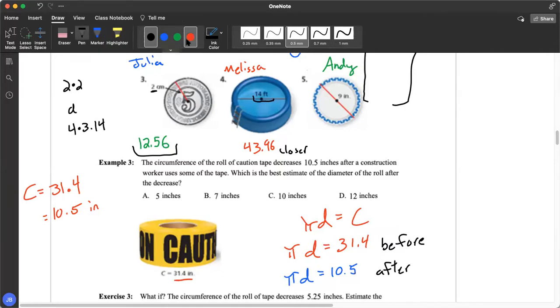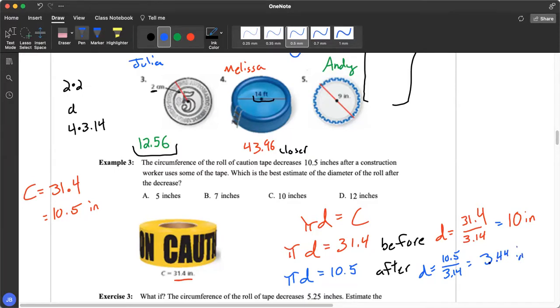So it looks like here what we can do for the before is we'll divide it by pi. So diameter will be 31.4 divided by 3.14. And for after, we can do the same thing. So our diameter will equal 10.5 divided by 3.14. 31.4 divided by 3.14 looks like it is 10 inches. And then 10.5 divided by 3.14 is approximately 3.44 inches. So if we're looking at approximates, we can say 10 minus, we'll say about 3.